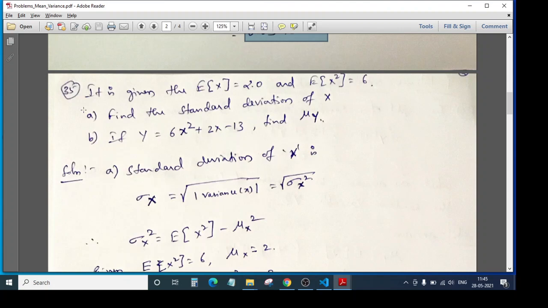Please concentrate. So it is given that E of X is equal to 2.0 and E of X square is equal to 6.